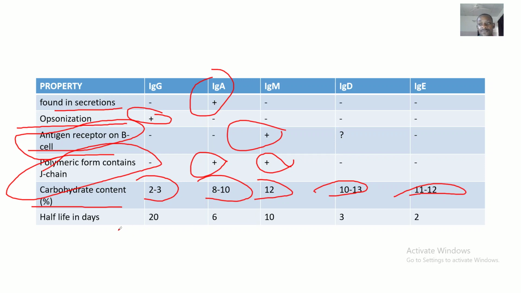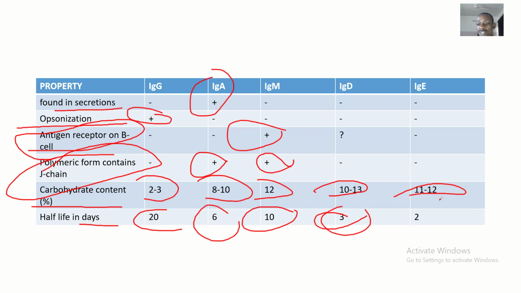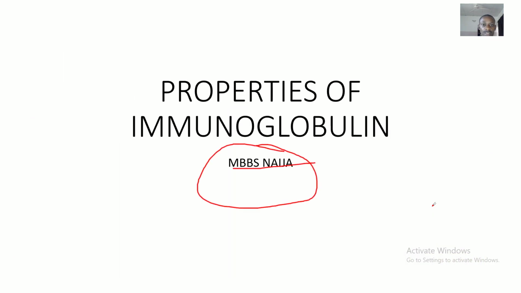Then half-life: how long will it take to be destroyed? This half-life is measured in days. Immunoglobulin G half-life is 20 days, immunoglobulin A is 6 days, immunoglobulin M is 10 days, immunoglobulin D is 3 days, immunoglobulin E is 2 days. So these are the properties of all the immunoglobulins.